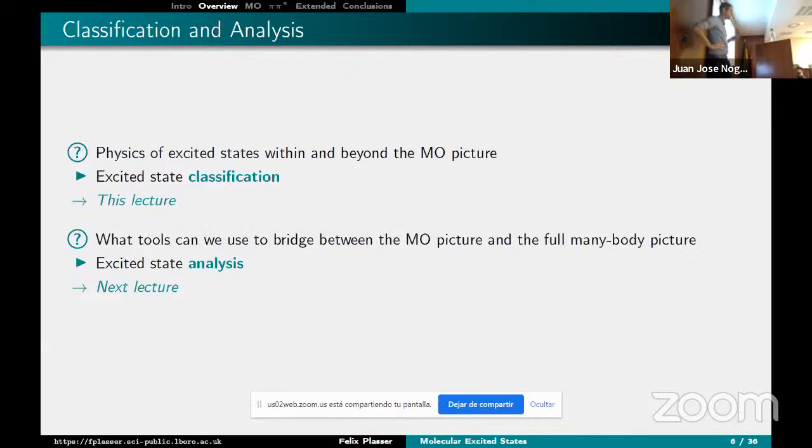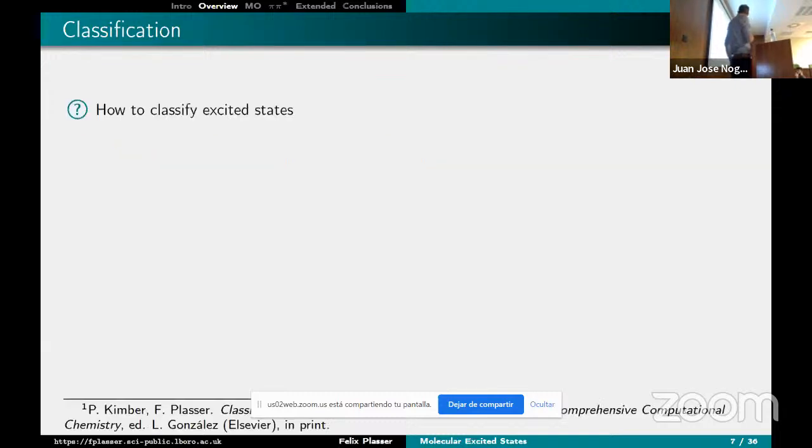How do we talk about physics? What kind of language do we use to talk about the physics of excited states within and beyond the MO picture? This is what I would call excited state classification. And then the next talk will be more about practical tools that we can use to analyze excited states, just to make things quicker, but also to uncover the physics we talk about in the first step.